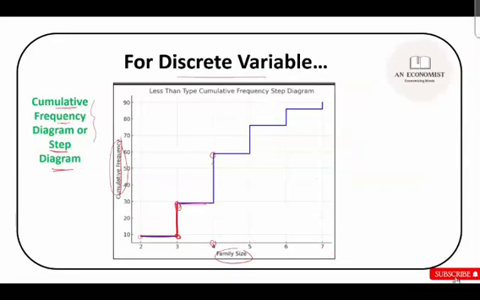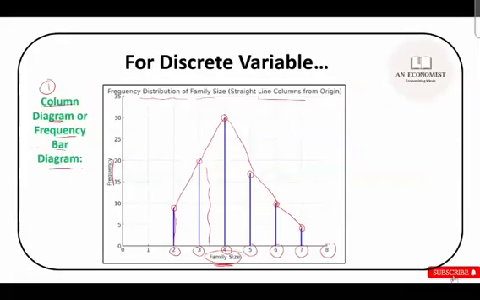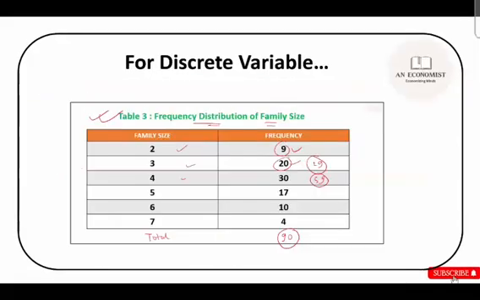So from 3 to 4 you don't have anything, so you write this, and then from 4 you are joining this line segment. So if you do this, you will get a step like diagram. It is literally called the step diagram. So these are the 3 diagrams that you can use for your discrete variable case.